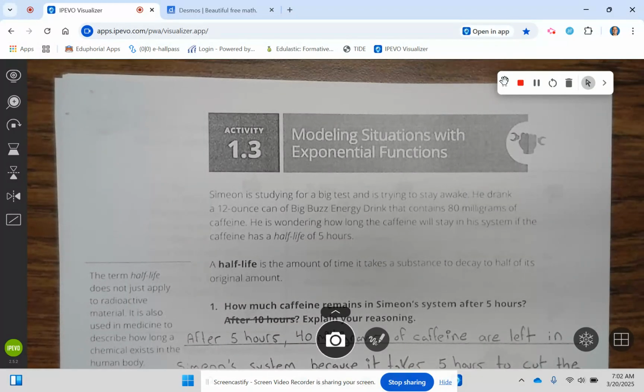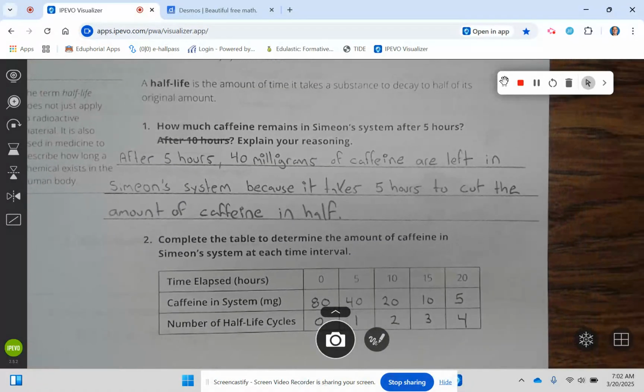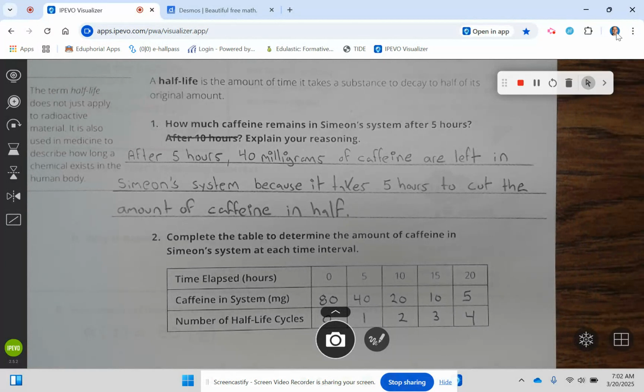Simone is studying for a big test and is trying to stay awake. He drank a 12-ounce can of Big Buzz energy drink that contains 80 milligrams of caffeine. He is wondering how long the caffeine will stay in his system if the caffeine has a half-life of 5 hours. A half-life is the amount of time it takes a substance to decay to half of its original amount.